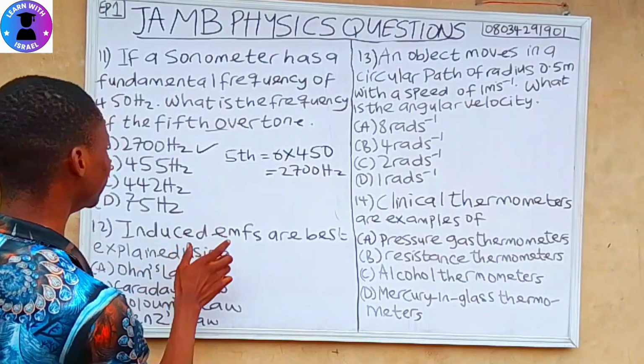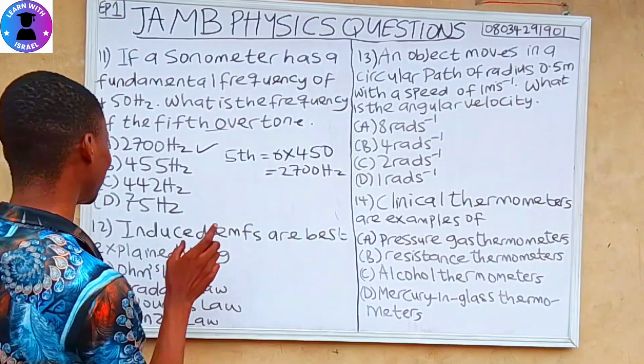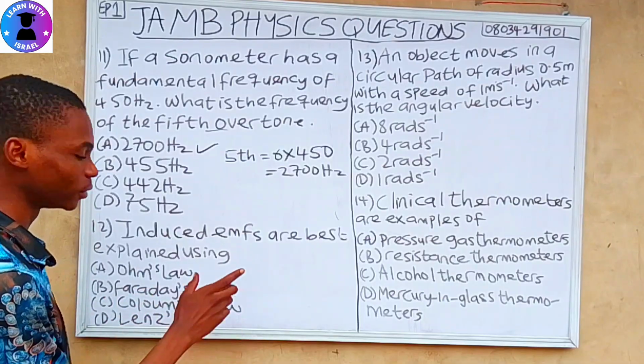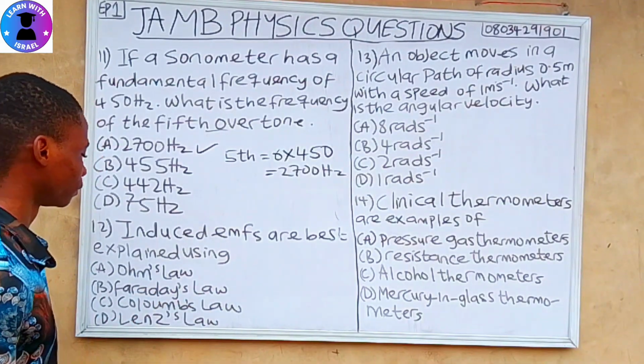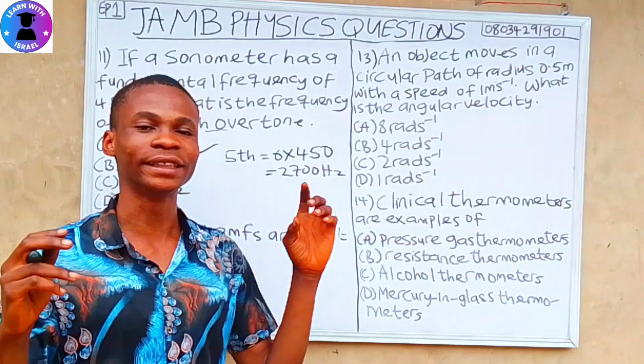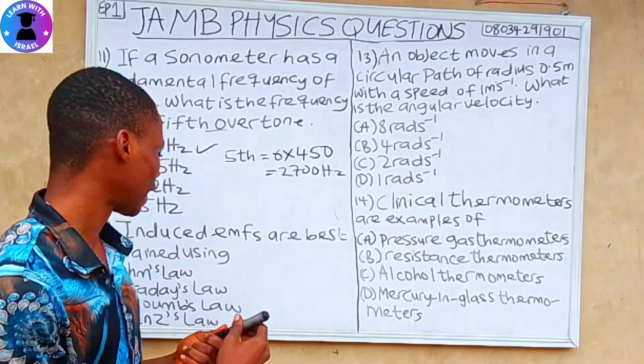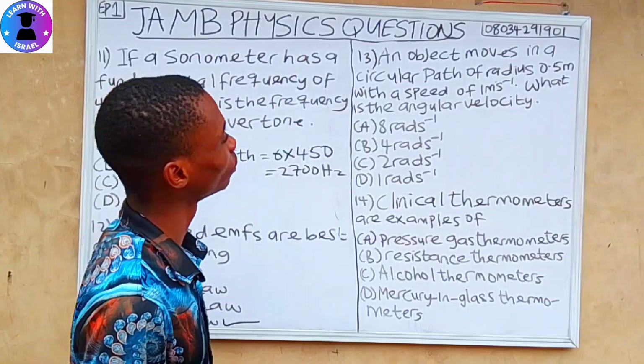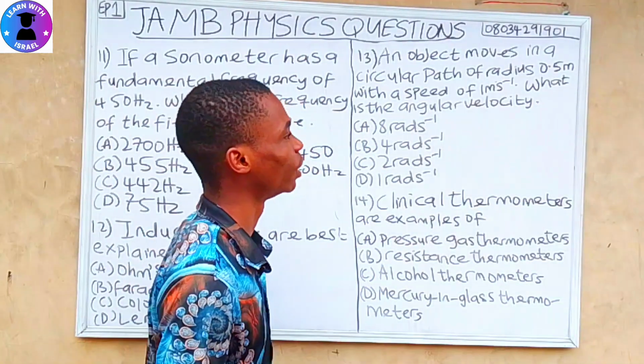Question 12. Induced EMFs are best explained using A. Ohm's law, B. Faraday's law, C. Coulomb's law, D. Lenz's law. So Lenz's law deals with induced EMF. So the correct answer is Lenz's law. Question 13. This question is under angular velocity.